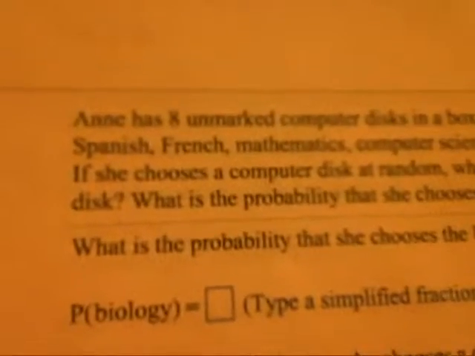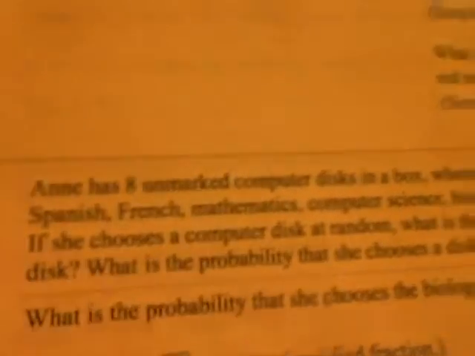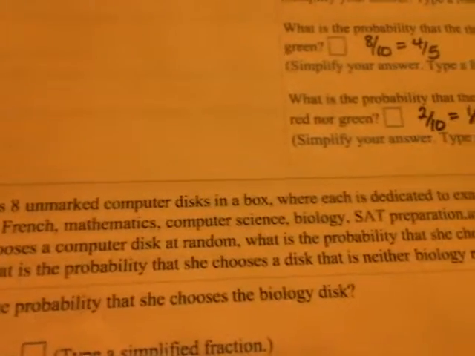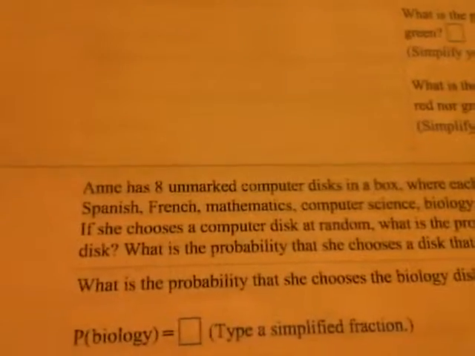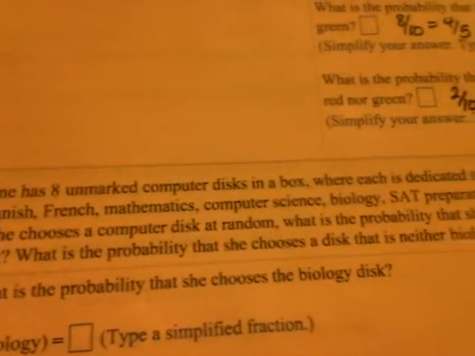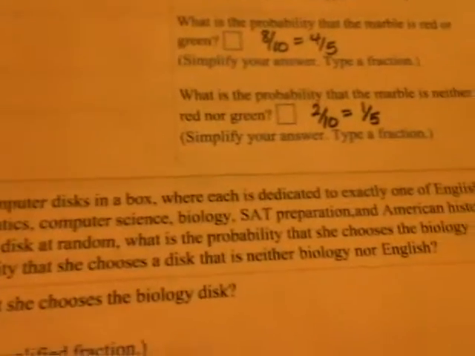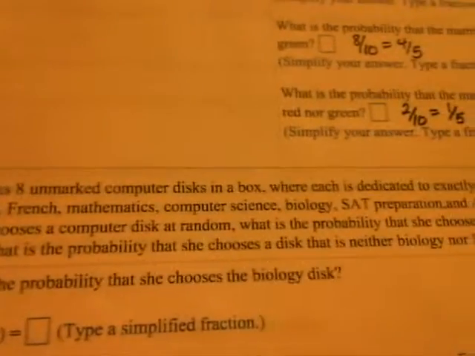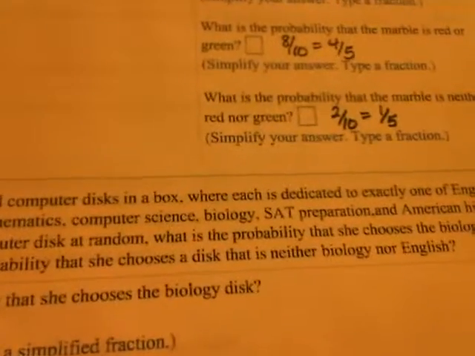Okay, take a look at this next problem. It says here, Anne has 8 unmarked computer disks in a box, where each is dedicated to exactly one of English, Spanish, French, mathematics, computer science, biology, SAT preparation, and American history. If she chooses a computer disk at random, what is the probability that she chooses a biology disk? And what is the probability that she chooses a disk that is neither biology nor English?